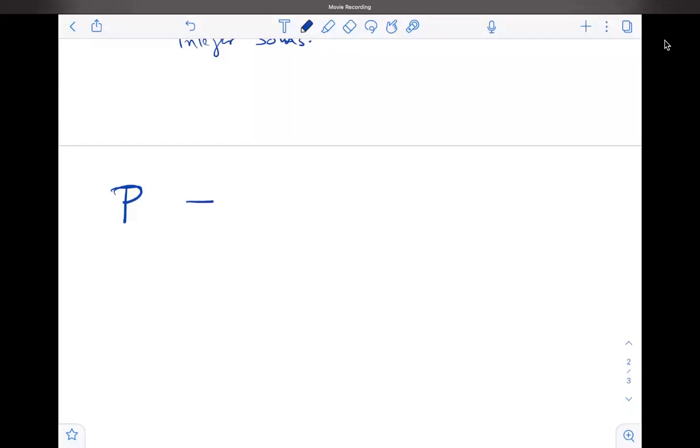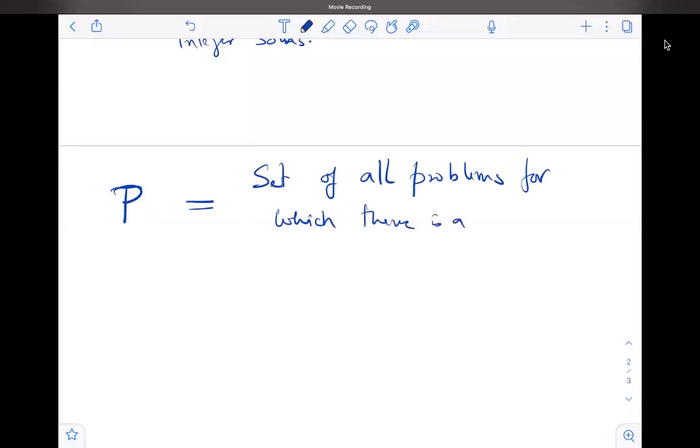P is the class, or set, of all problems for which there is a polytime algorithm. Okay, so this is a very vague definition, and possibly you should live with this definition only, because to get the formal definition, I have to talk about Turing machines and define various things.